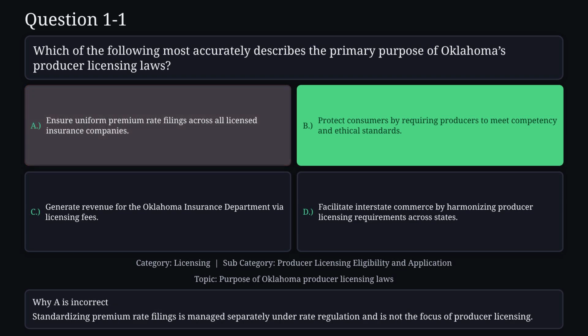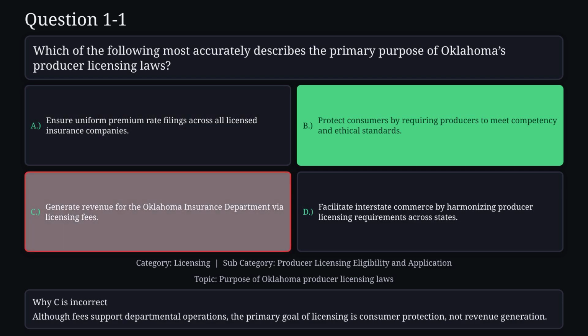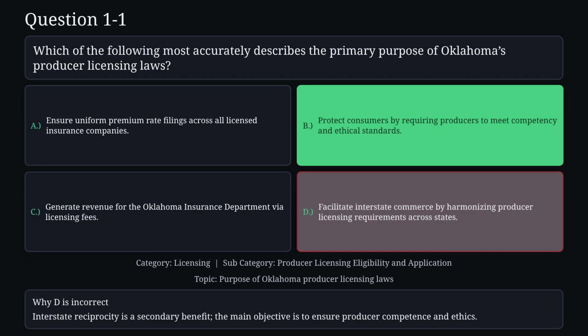Reason A is not correct. Standardizing premium rate filings is managed separately under rate regulation and is not the focus of producer licensing. Reason C is not correct. Although fees support departmental operations, the primary goal of licensing is consumer protection, not revenue generation. Reason D is not correct. Interstate reciprocity is a secondary benefit. The main objective is to ensure producer competence and ethics.